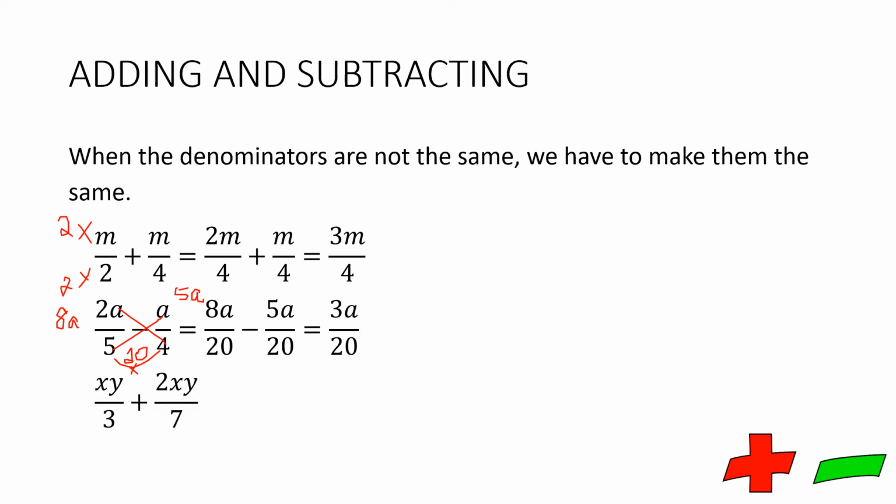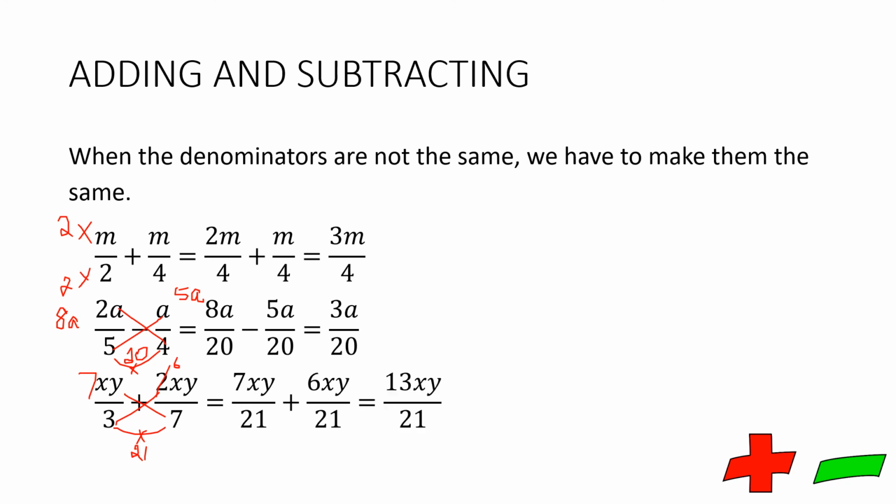Last one. xy on 3 plus 2xy on 7. Again, lowest common multiple of 3 and 7 is 3 times 7, which is 21. Cross multiply, 7 times xy. I'm just going to put that in there, save me writing it. And then 3 times 2xy is 6xy. All right, 7xy on 21 plus 6xy on 21. Add across the top, 13xy on 21.